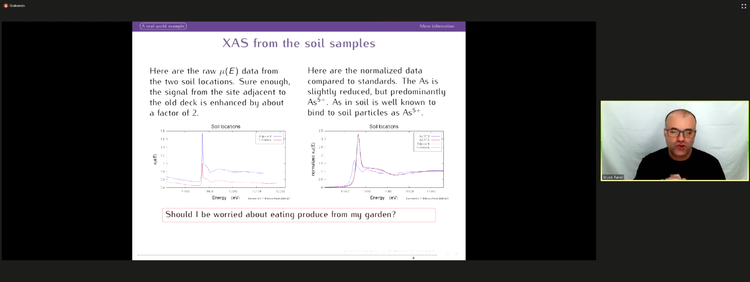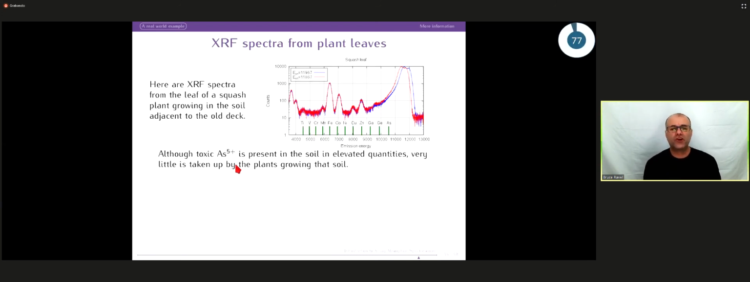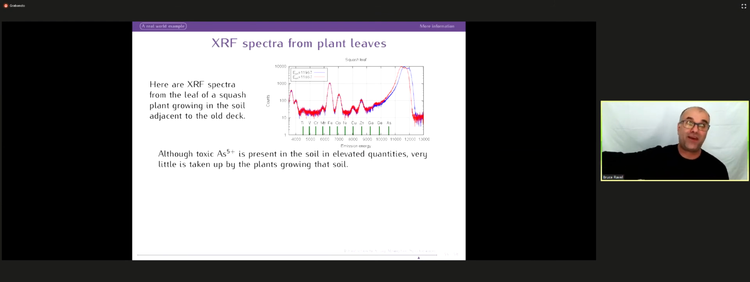So should I be worried about eating the produce from my garden? That seems like a really valid question. Okay, so to try and start to get a handle on that, I did this measurement. Now, if any of you out there listening to me are soil scientists or know something about X-ray fluorescence detectors and are worried about the measurement science, there are some flaws in what I'm about to show you, but I'm going to qualify those afterwards.